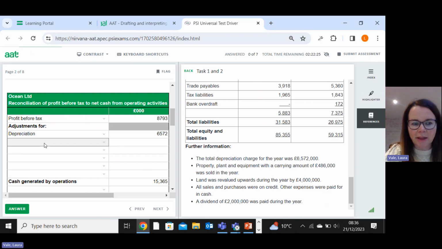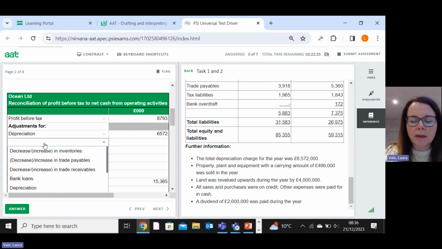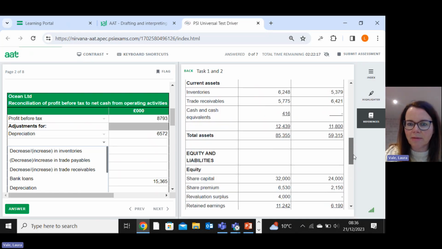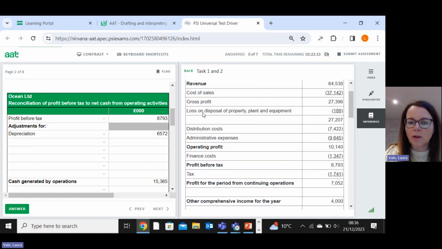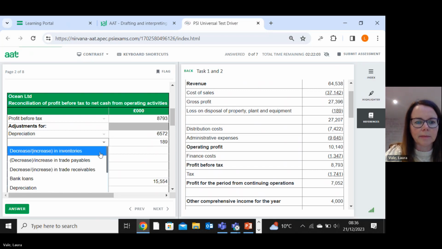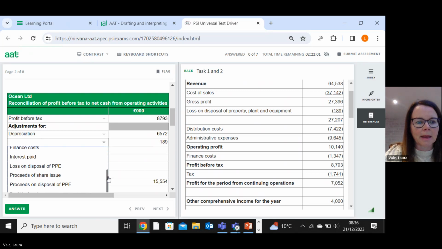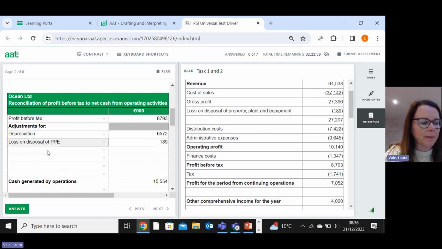So depreciation, and the other one to do with non-current assets is either a loss or a gain on disposal. And they usually give me that in the statement of profit or loss. There it is, loss on disposal of property, plant and equipment. So it's a loss. So again, I'm going to add that back. Loss on disposal. There we go.